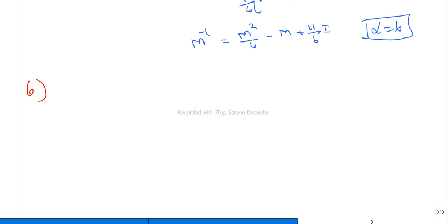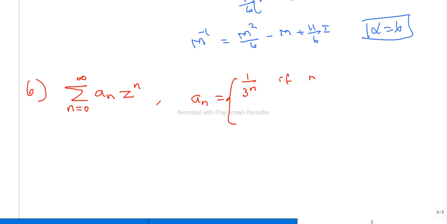So consider the series summation a_n z^n, n equal to 0 to infinity, where a_n is 1 by 3^n if n is even, and 1 by 5^n if n is odd. Now, what is the radius of convergence of the power series?